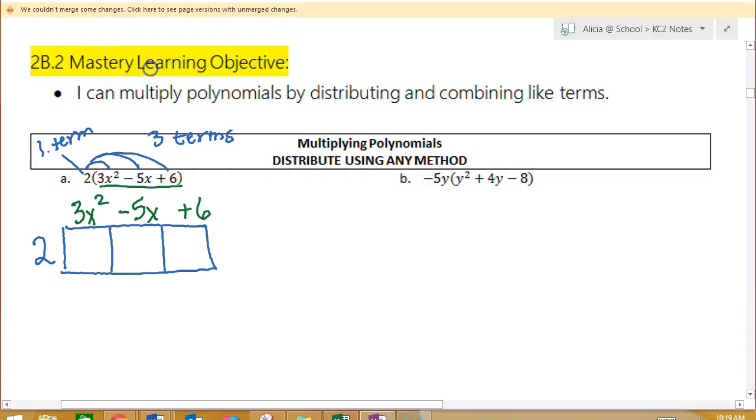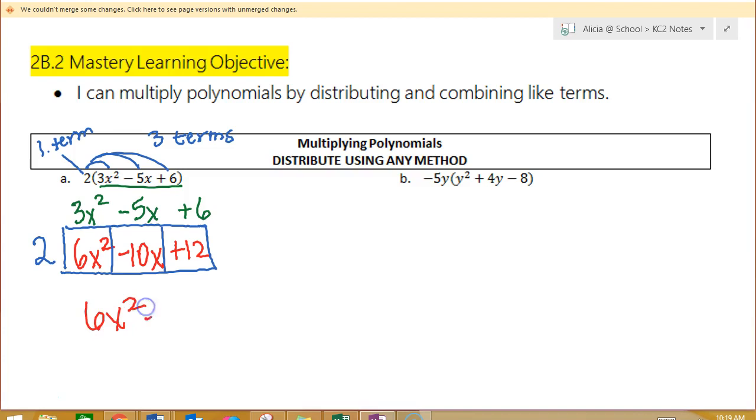So 2 times 3, when we multiply, the variable stays the same, and we just multiply the coefficients in the front. So 2 times 3 is 6. 2 times a negative 5x, well, 2 times a negative 5 is a negative 10. Keep that variable the same, which is x. The last number is 2 times a positive 6, which is a positive 12. So that is my final answer. When I multiply these polynomials, I get 6x squared minus 10x plus 12. Because there are no other like terms, that would be my final answer.